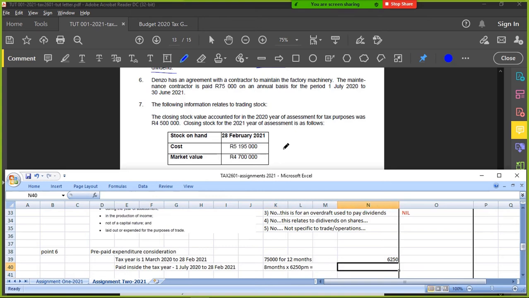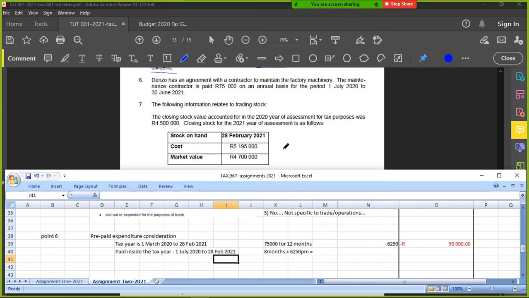Okay, so wait, July, August, September, October, November. But wouldn't it be because it's from the 1st of July? Yeah, so I counted July. So for August, September, October, November, December, January, February, you'd have to count an extra month, because it's February.